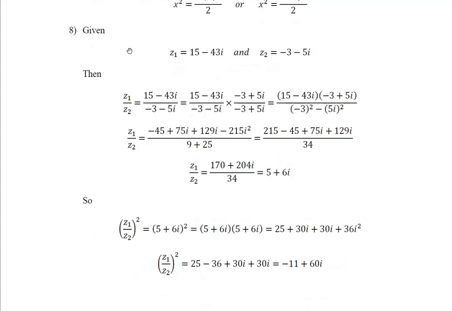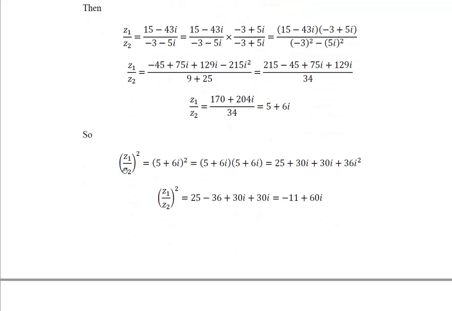Number 8. Given z1 is equal to 15 minus 43i and z2 is equivalent to minus 3 minus 5i, then z1 over z2 is equivalent to 5 plus 6i. So z1 over z2 squared would be equivalent to negative 11 plus 60i.